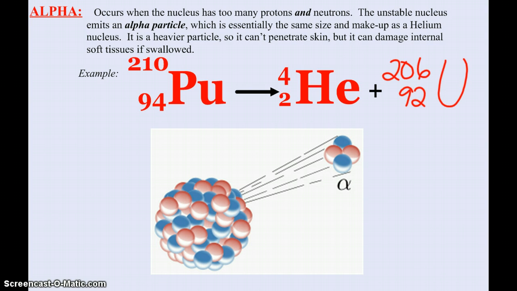And these alpha particles, as you see there, they are large, so they can't penetrate your skin. However, if they got into your soft tissue, they can cause some internal damage. So if someone ever offers, hey, you want to drink this supply of alpha particles, say, no thanks, I'm good. All right.